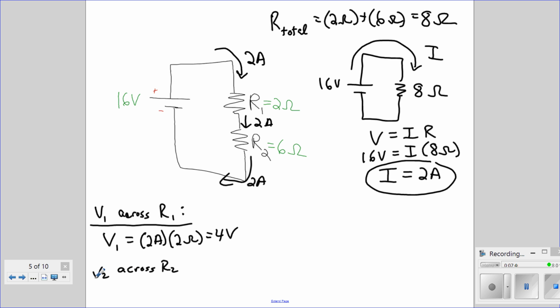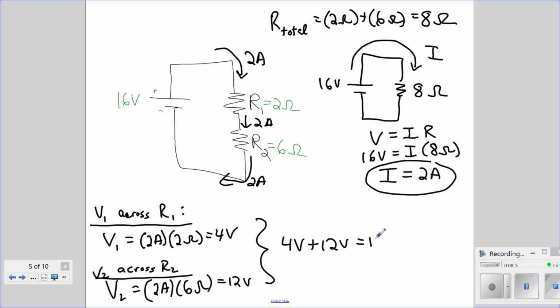If we do the same thing for resistor 2, the voltage across resistor 2 is going to be the current through resistor 2, which was the full current of 2 amps, times 6 ohms, which is 12 volts. And so if the voltage across resistor 1 is 4 volts, the voltage across resistor 2 is 12 volts, we can see that together those two voltages, 4 volts plus 12 volts, equals the full 16 volts of the battery.